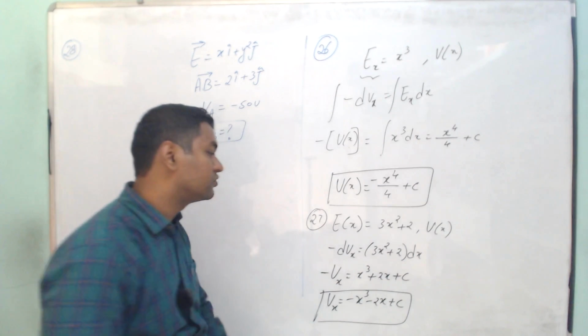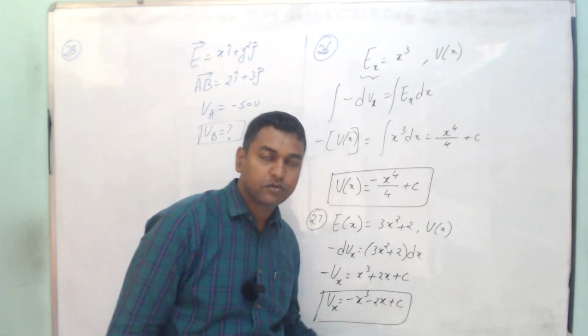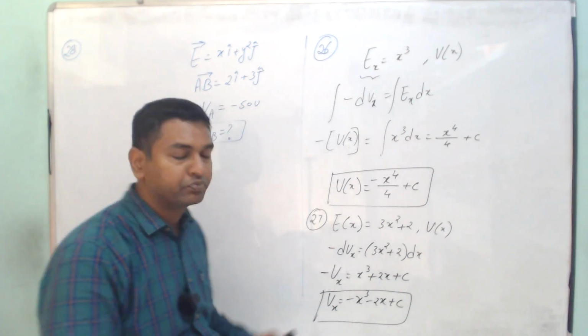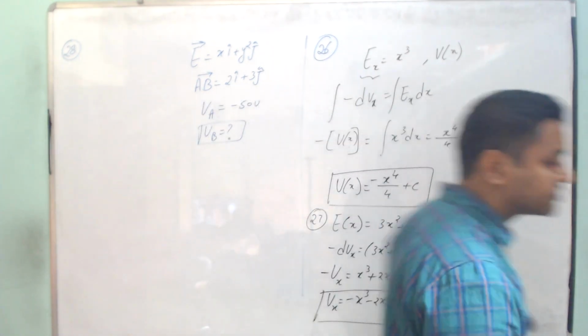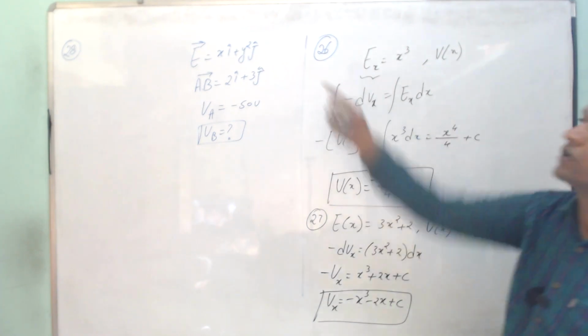Remember, don't get confused. Why am I not writing a minus sign on the constant? Because constant c can be negative or positive. It's our wish. Clear? Now take a look at this question.